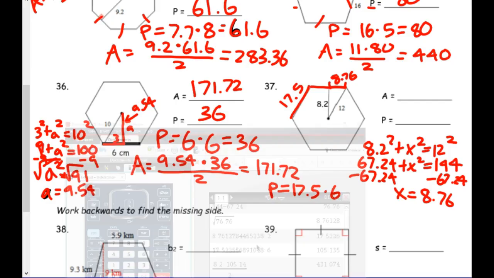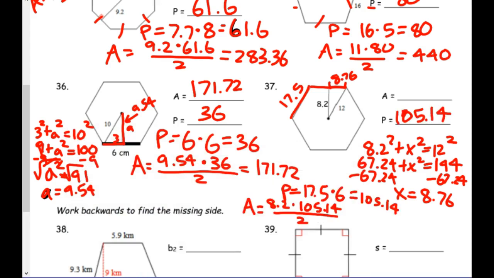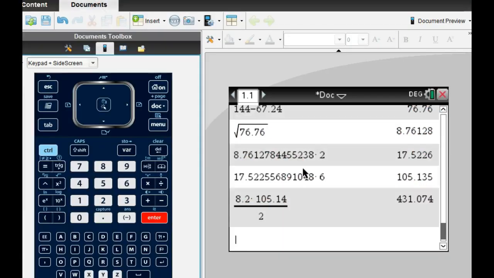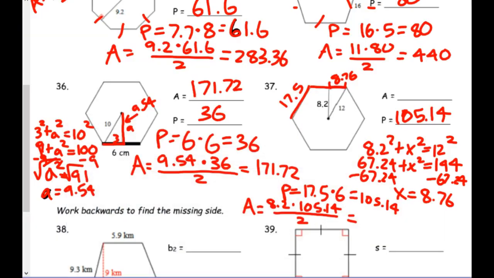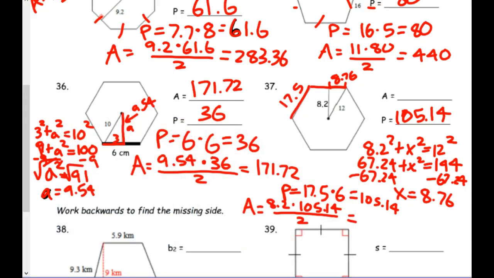I guess I was. Yep. Oh, except it's not 8.2. Yeah, it is. 431.07. That is the ugliest problem I've ever seen in my life.